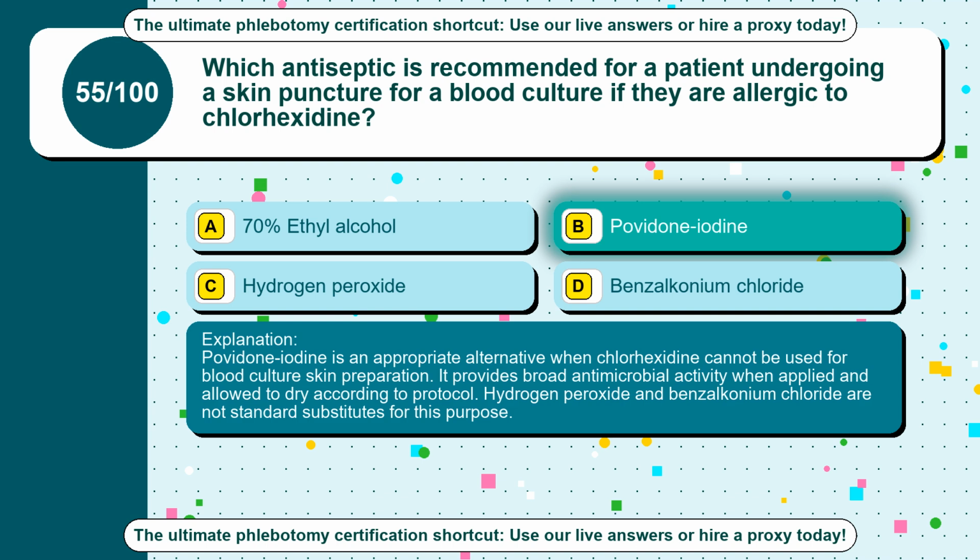Povidone is an appropriate alternative when chlorhexidine cannot be used for blood culture skin preparation. It provides broad antimicrobial activity when applied and allowed to dry according to protocol. Hydrogen peroxide and benzalkonium chloride are not standard substitutes for this purpose.